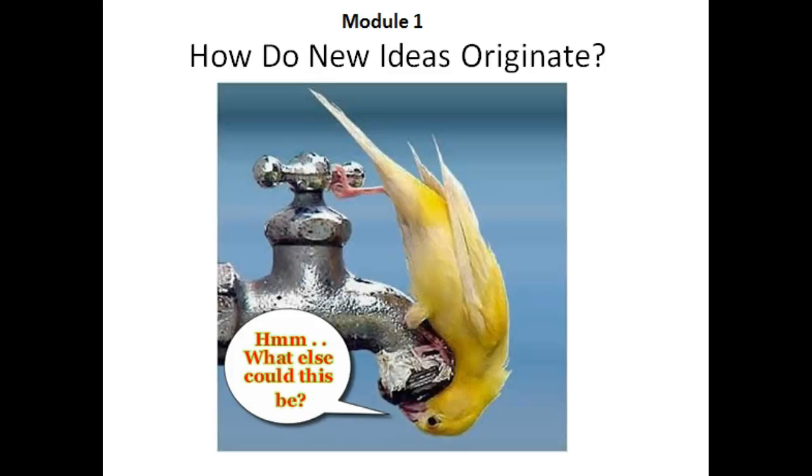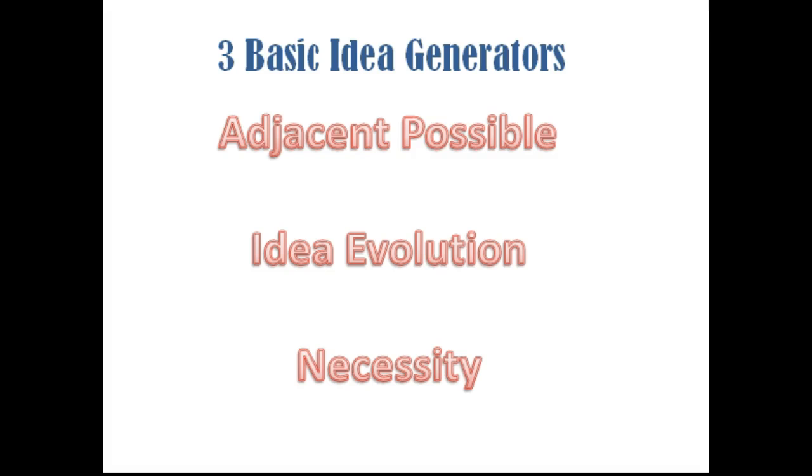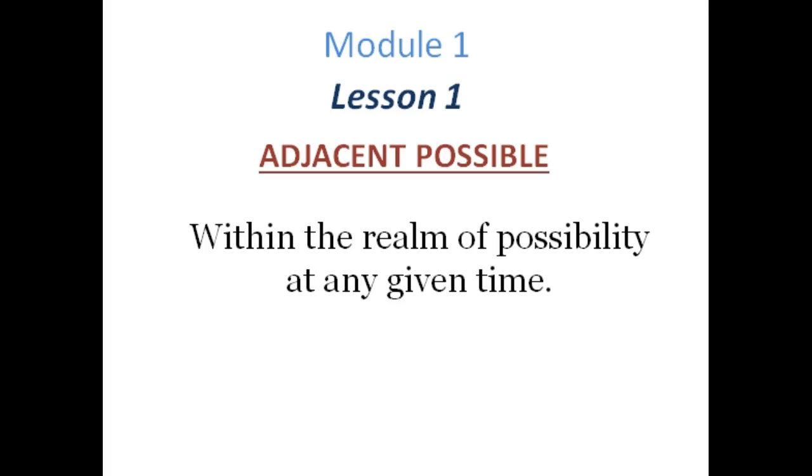Module 1. How does a new idea originate? In this session, we're going to list 3 basic concepts of idea origination. Number 1, adjacent possible. Number 2, idea evolution. And number 3, necessity. Okay, let's begin with concept number 1, adjacent possible.